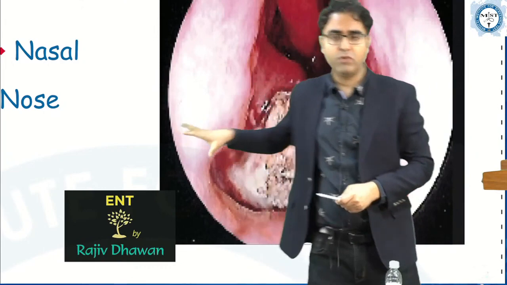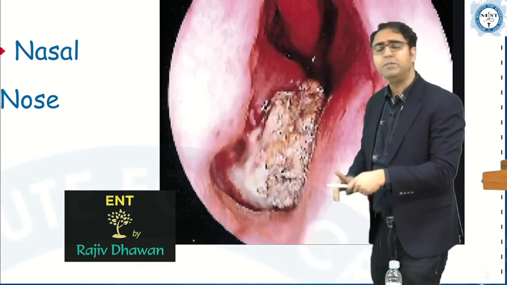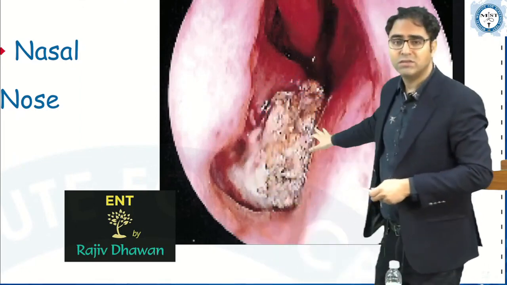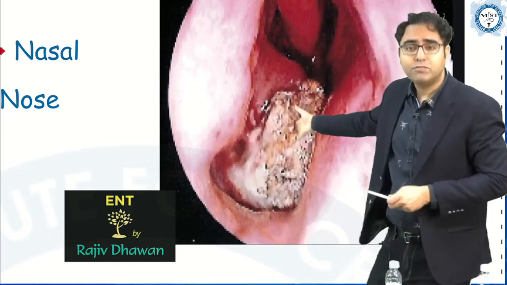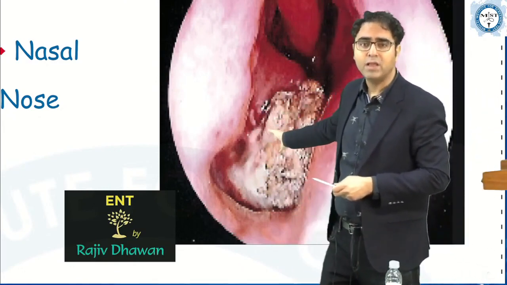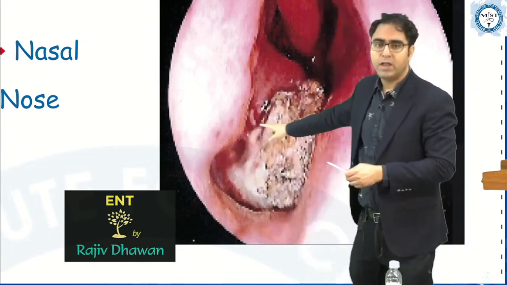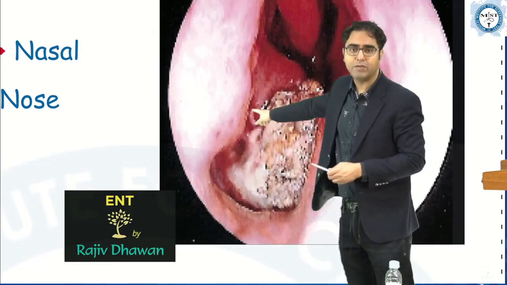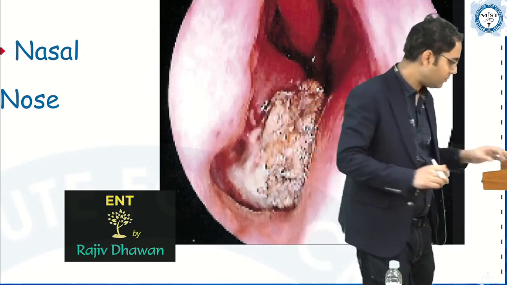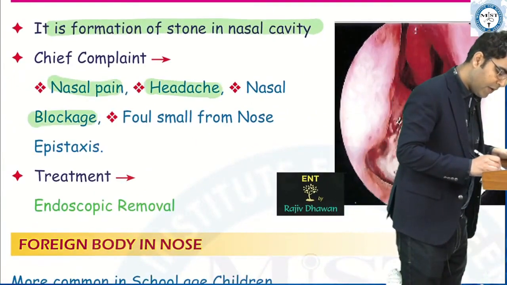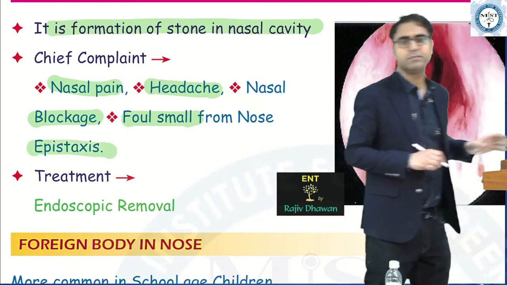Now you think like a doctor, beta. You're future doctors, beta. If you've got a stone in the nose, what symptoms will it generate? Number one, pain. Stones are a pain, and the pain will go to the head also, headache. Nasal blockage. Bad smell from the nose, beta. Why? It's a foreign body kind of thing, no? And epistaxis, bleeding also. It will touch the mucosa and start bleeding, beta. Read the symptoms, beta: nasal pain, headache, blockage, foul smell, epistaxis.